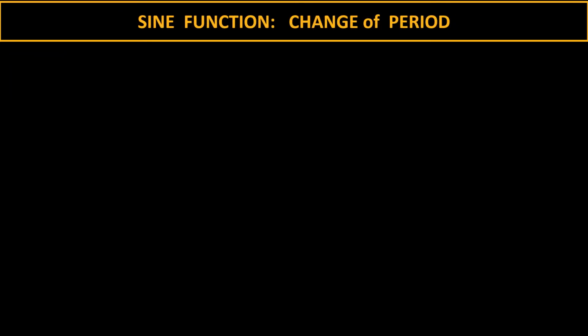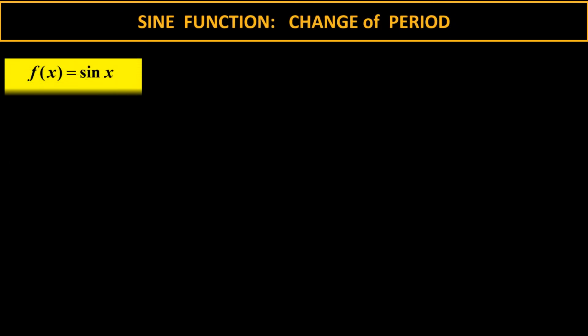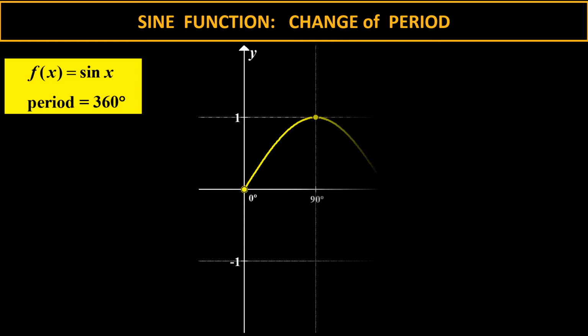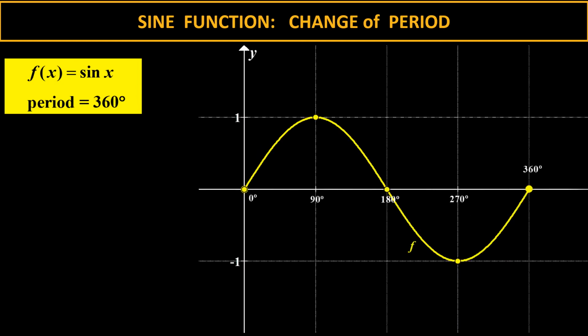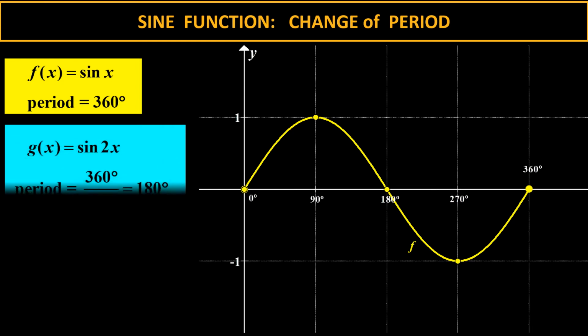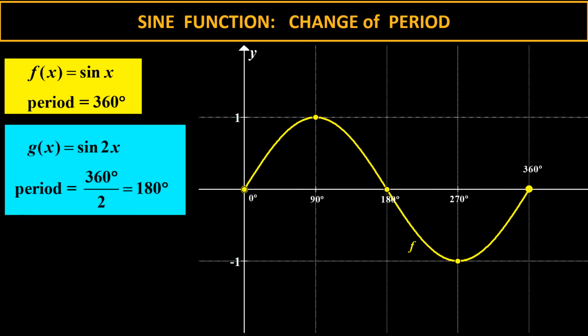Now let's look at the next transformation, which is change of period. Let's start off with our sine x again, and we notice the period is 360. Let's focus on the period. So if I take sine of 2x, there's going to be a change in period. You see the x, that's 2x. So the period there will be 360 divided by 2, and that is 180. If we plot those points, that is what we will get there.